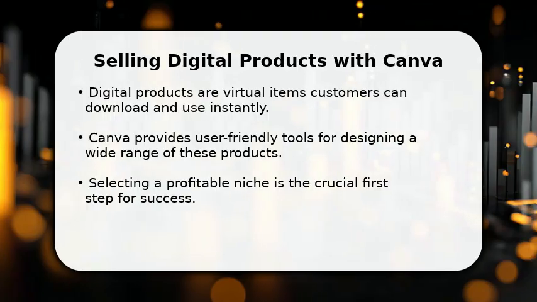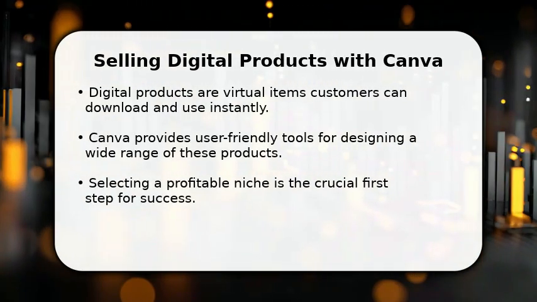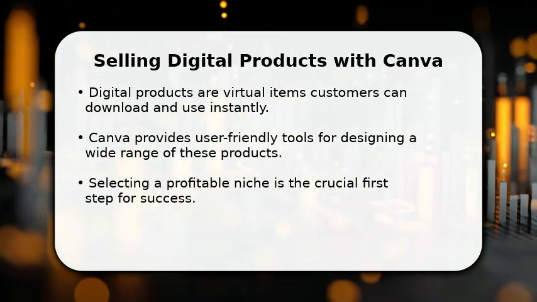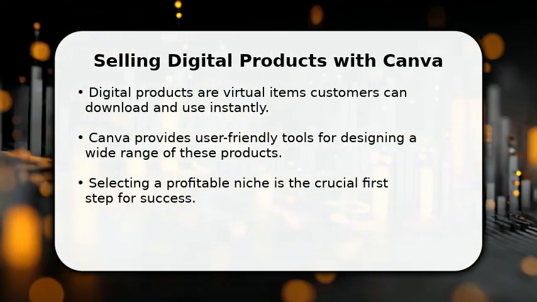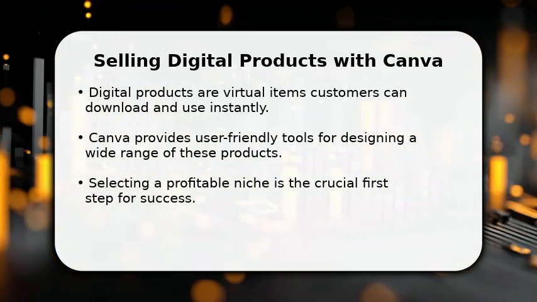In this video, I will explain how to sell digital products on Canva. You first need to identify a specific market segment with a clear demand. Consider designing items like printable planners, social media templates, or unique digital art.